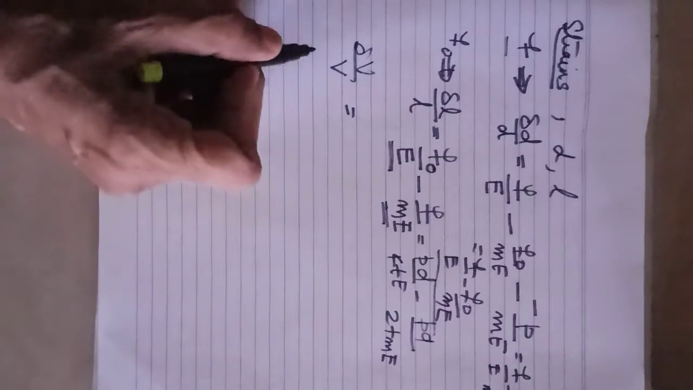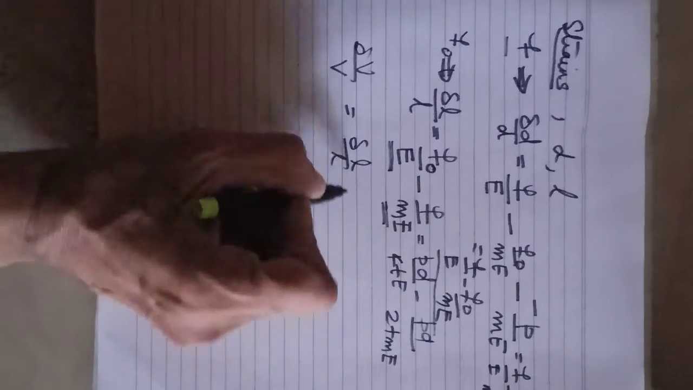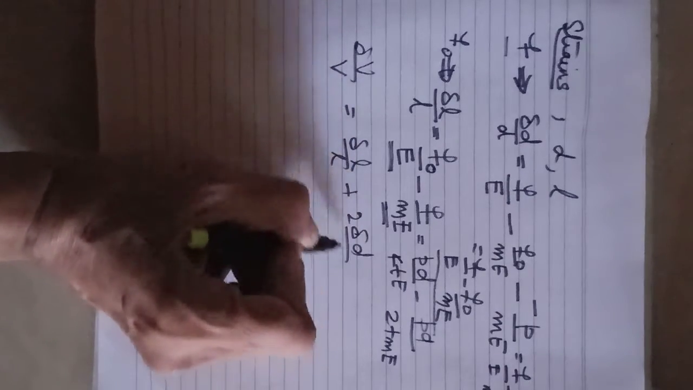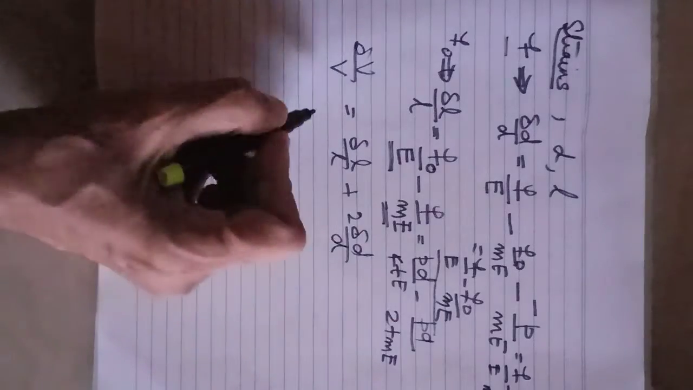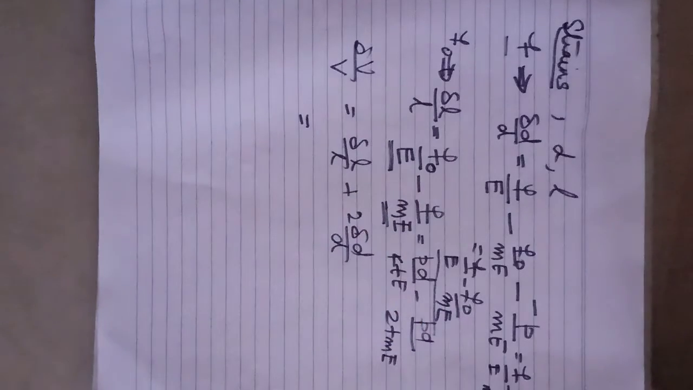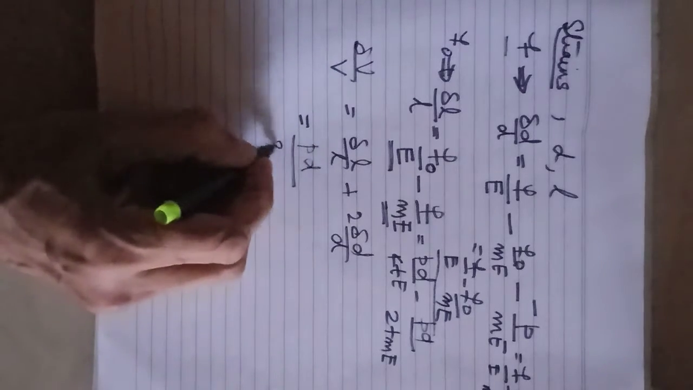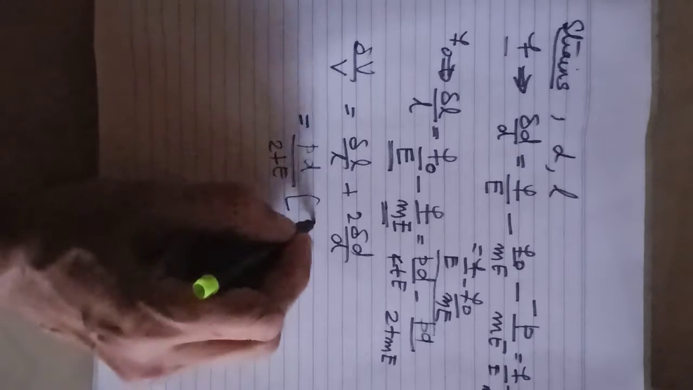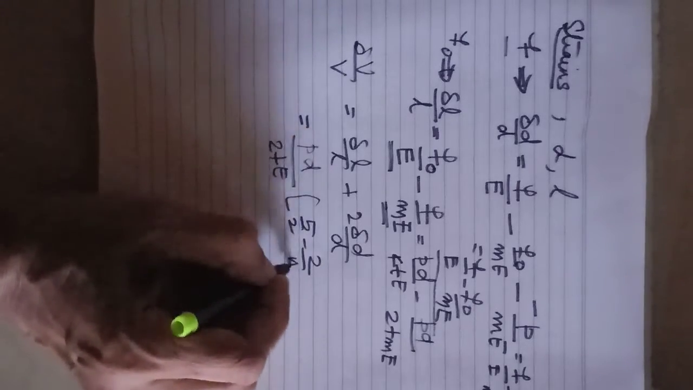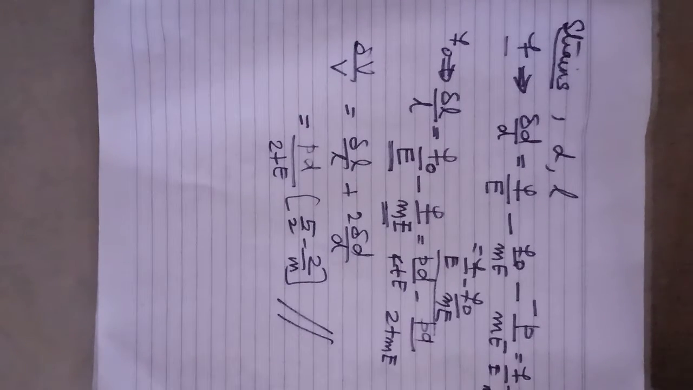Then you have got volumetric strain delta V by V, which, you already know for a cylinder, is delta L by L plus 2 times delta D by D. So knowing these two values, you can substitute the values here. If you want f, you can substitute pd by 2t, and f0 is pd by 4t. By substituting, you will get the equation as pd by 2tE into 5 by 2 minus 2 by m. That is the expression for volumetric strain. So those are the dimensional changes occurring in a thin cylinder.